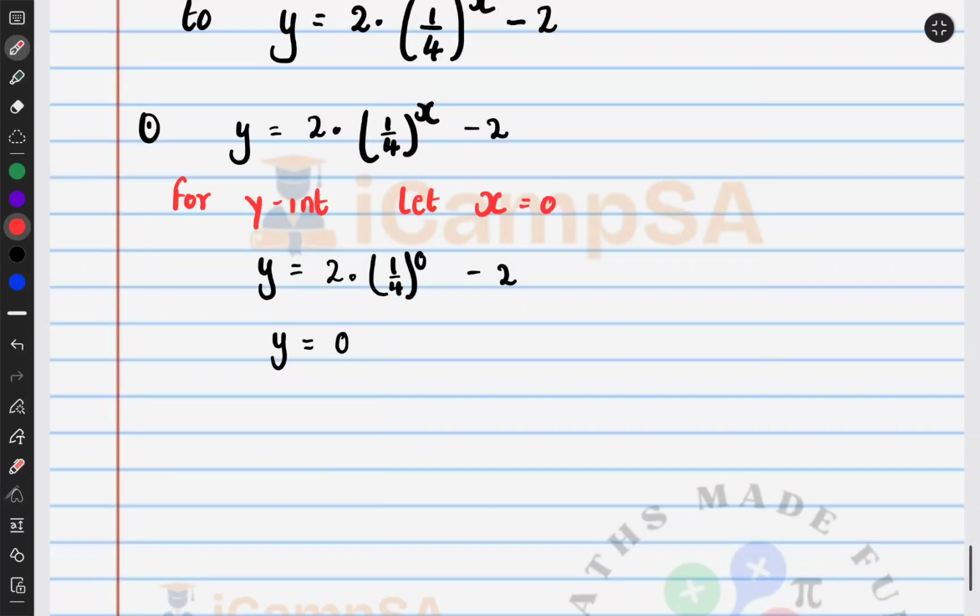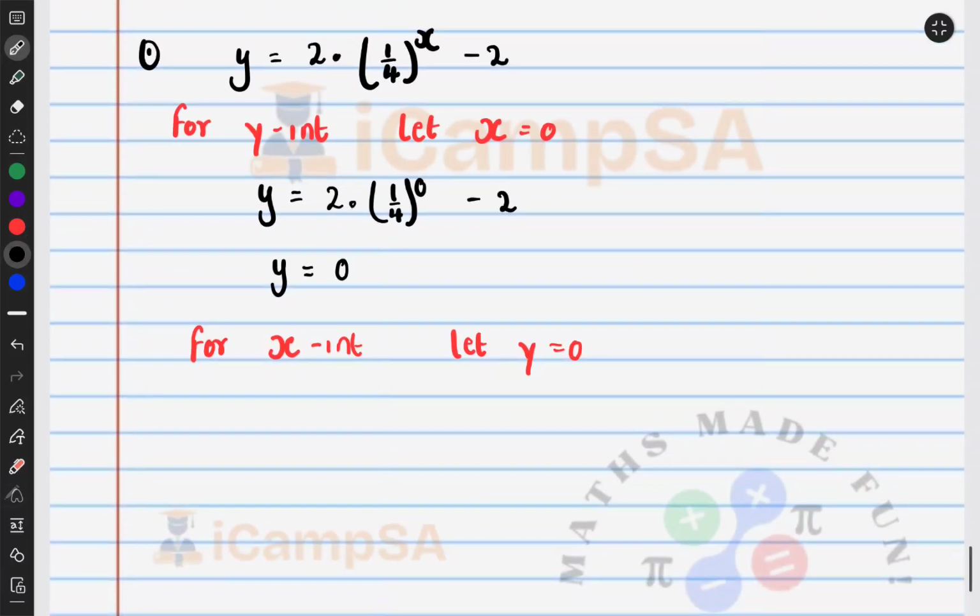And then for the x-intercept, we let y equal to 0. So our equation is y is equal to 2 times 1 over 4 to the power of x, minus 2.